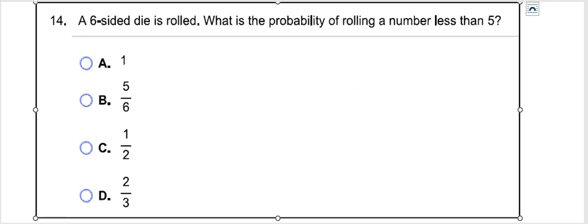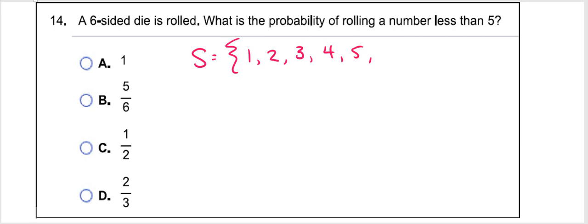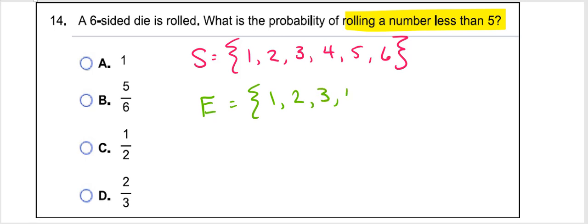Number 14. A 6-sided die is rolled. What is the probability of rolling a number less than 5? So your sample space, if you roll a 6-sided die, are the numbers 1, 2, 3, 4, 5, 6. The event that you want, rolling a number less than 5, the event would be 1, 2, 3, 4. Those are the numbers that are less than 5.